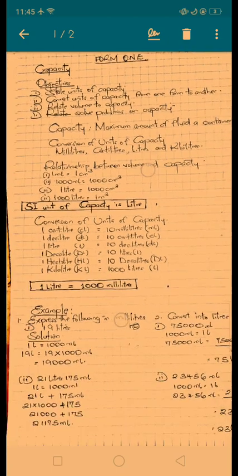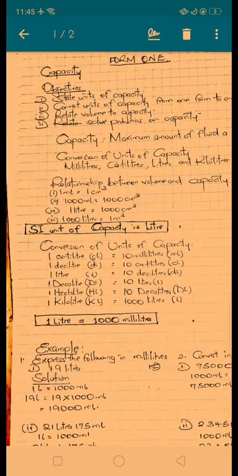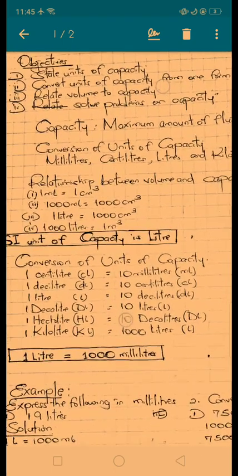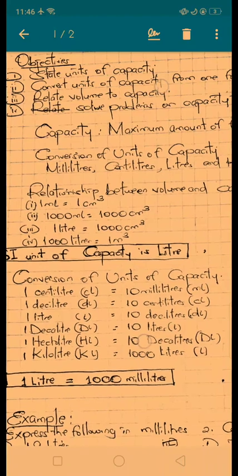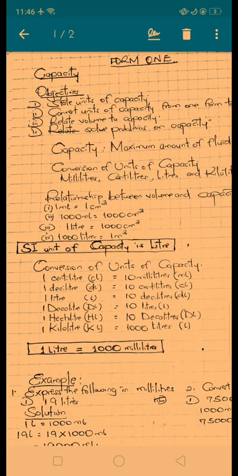Now basically, capacity is just the maximum amount of fluid a container can hold. And when we are talking about the relationship between volume and capacity, it is the volume of that particular container that this particular fluid in response will fill.